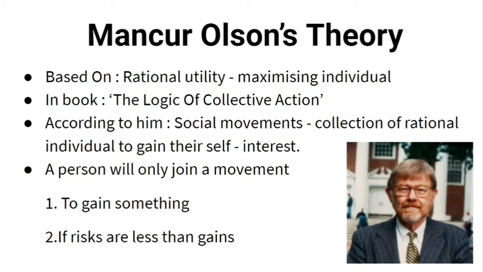He also says that the people who join the movement think in two ways. They have two things in their mind. The first thing is to gain something, and the second thing is the risk. If they think that there is more risk than gain, then they will not join the movement. So Olson's theory tells about the mindset of the people: rational individuals with two priorities, first to gain something by joining, and second the risk, which should be less than the gains. So this is about Olson's theory.